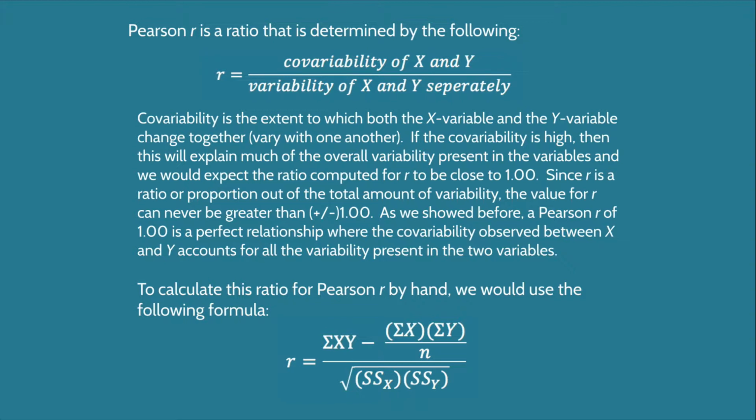To calculate this ratio for Pearson R by hand, we would use the following formula. The term in the numerator is referred to as the sum of the cross products and is used as our index of covariability between x and y. In the denominator, we multiply the separate sum of squares for each variable and then take the square root. However, we will use SPSS to perform this computation and focus on the use and interpretation of the correlation statistic.